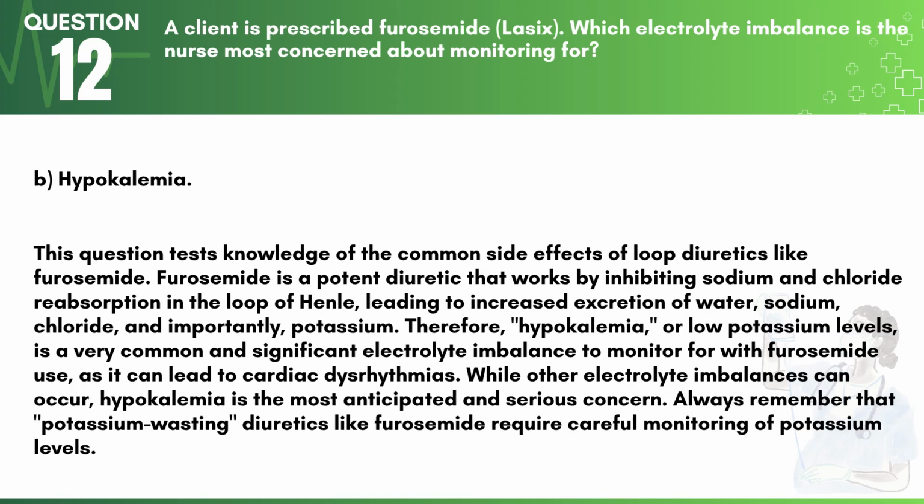Answer B. Hypokalemia. This question tests knowledge of the common side effects of loop diuretics like furosemide. Furosemide is a potent diuretic that works by inhibiting sodium and chloride reabsorption in the loop of Henle, leading to increased excretion of water, sodium, chloride, and importantly, potassium. Therefore, hypokalemia, or low potassium levels, is a very common and significant electrolyte imbalance to monitor for with furosemide use, as it can lead to cardiac dysrhythmias.